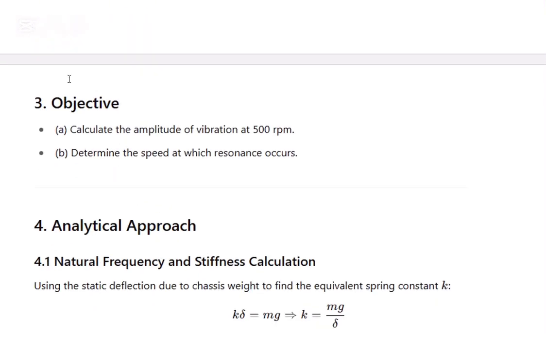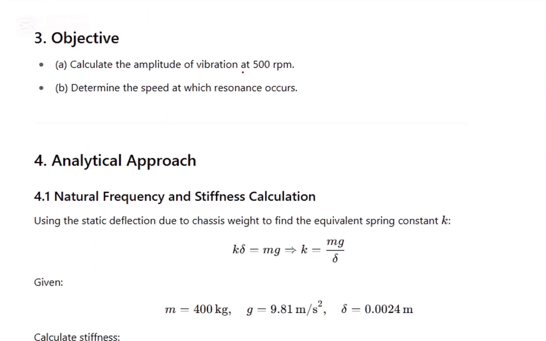So the objective is to calculate the amplitude of vibration at 500 rpm. What's going to be the amplitude of vibration at 500 rpm? Determine the speed at which resonance occurs. So we need to find out the speed at which resonance occurs and the amplitude of vibration at omega equal to 500 rpm. Okay, these two we need to find out.